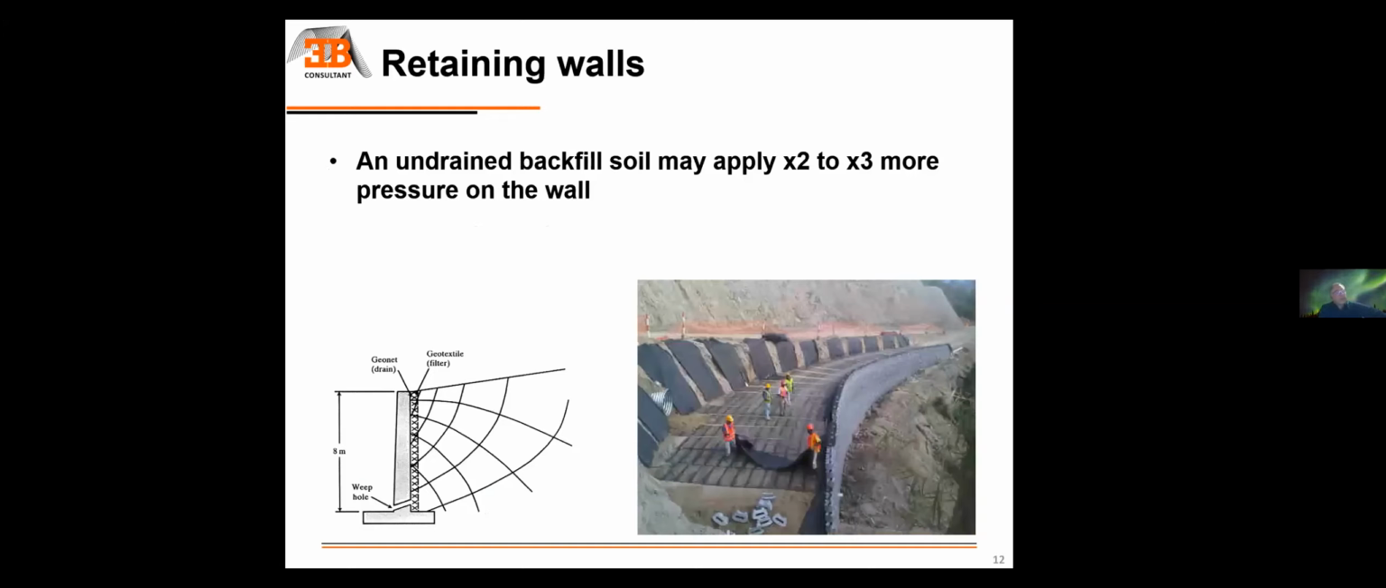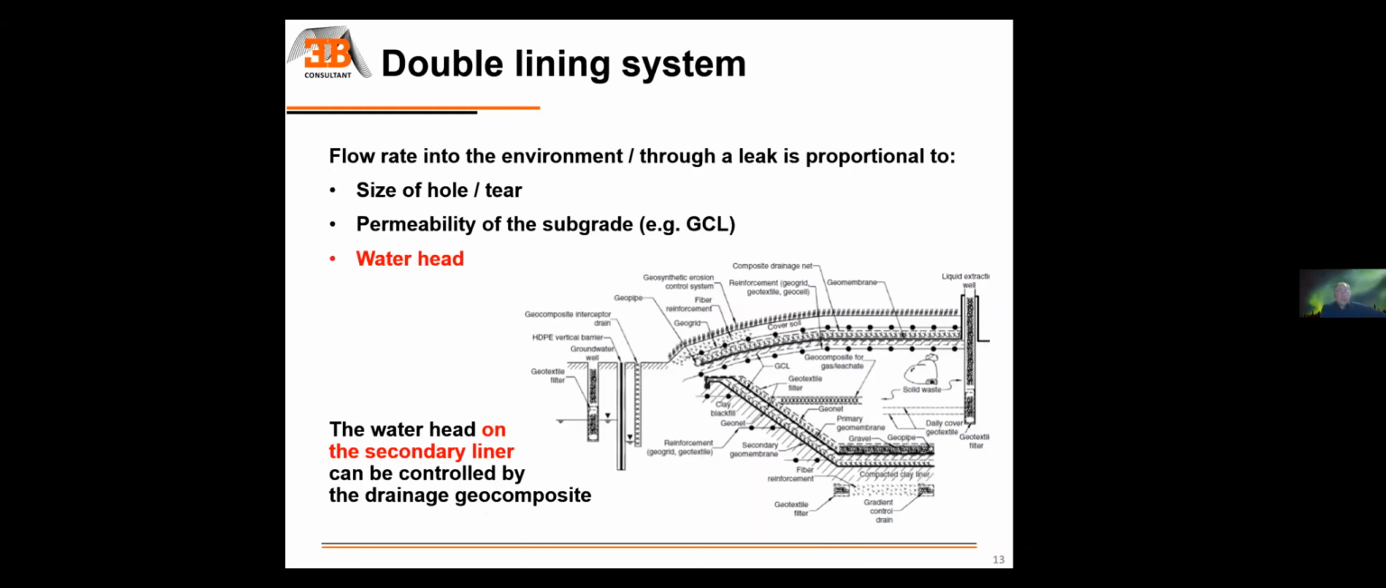Retaining walls, so an undrained soil, backfill soil behind a wall can apply a load 2 to 3 times higher than when it's drained. So that's a coefficient of pressure, earth pressure at rest, which is basically highly dependent on the water content. And the next one, double lining system. So I think from what I've heard, double lining system is not a solution which is very common in Australia. It is very common in North America. It's a very classic structure for lining system for landfills in particular.